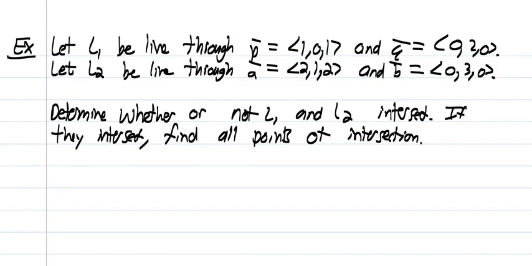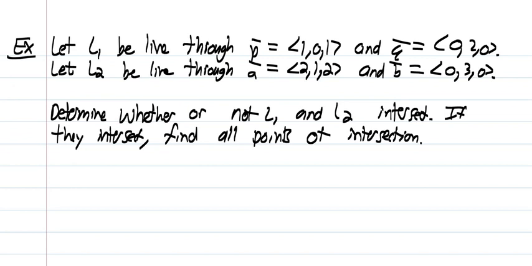Let's take the following example. Let line 1 be the line through points P and Q, and let line 2 be the line through points A and B, and those are the 3D vectors given. This is the question: determine whether or not line 1 and line 2 intersect. If they do intersect, find all the points of intersection. Now, this is a multi-step problem, so you've got to make sure that you provide a well-written answer.